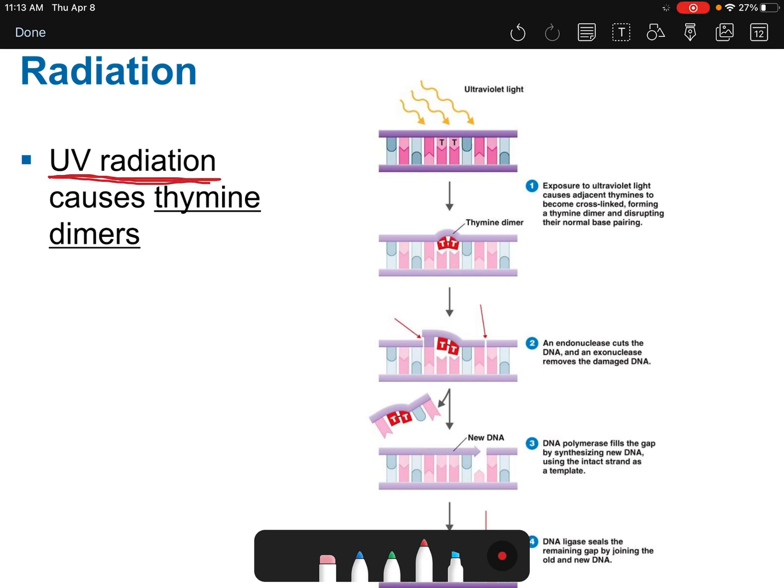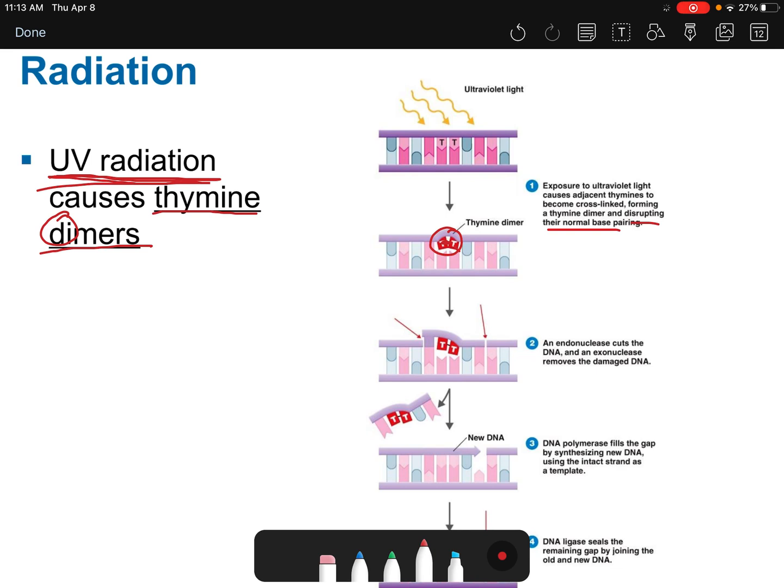A lot of you are exposed to that, especially if you like to lay out in the sun. How this can cause damage with your DNA is that it causes what's known as thymine dimers. Well, di means 2, so it means anytime you have 2 thymines side by side, they actually start to become cross-linked, okay? And then that can kind of disrupt the normal base pairing.